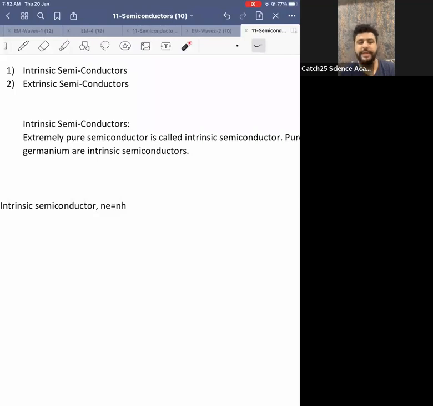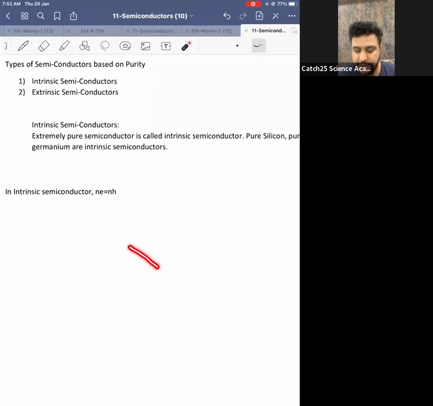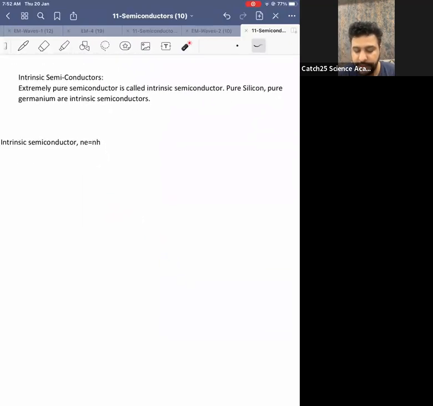First one is intrinsic, second one is extrinsic. Now write down the side heading again. Intrinsic semiconductor.